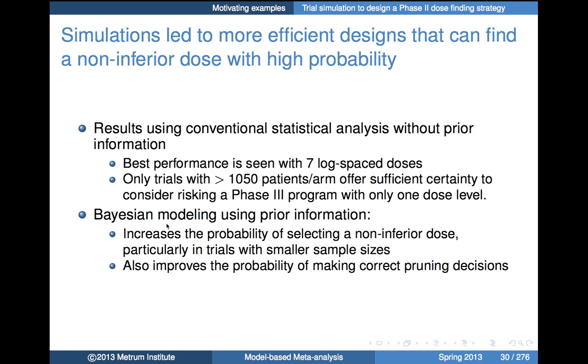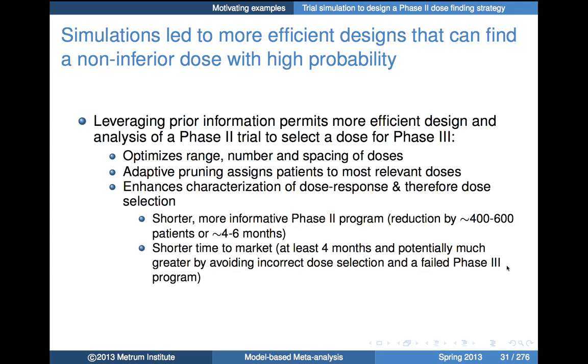Whereas if we incorporated the Bayesian modeling with prior information, it increased the probability of selecting a non-inferior dose, particularly in trials with smaller sample size. And this was actually an adaptive design that had an adaptive pruning component, and it turned out that the use of prior information substantially improved the probability of making correct pruning decisions. And that combination really improved the performance quite a bit. So the end result is that, again, it led to more efficient designs.